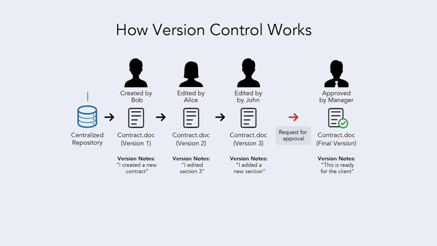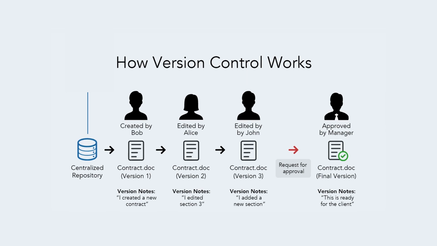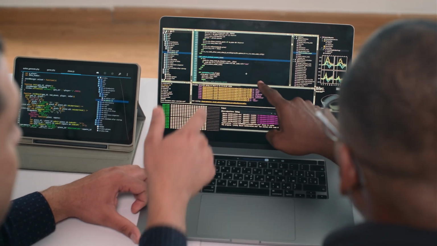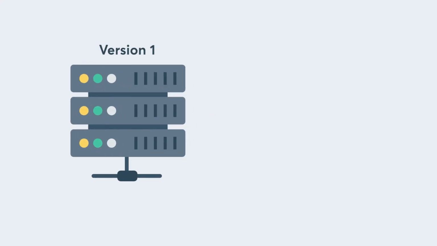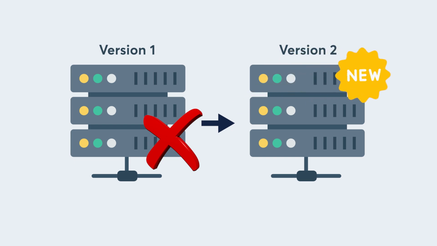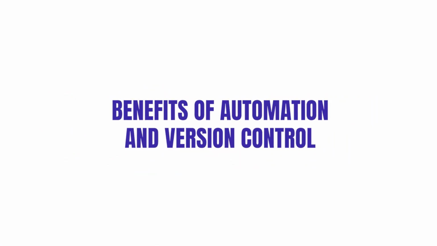But it doesn't stop there. Terraform also offers robust version control capabilities. You can track changes in your infrastructure configurations just like you would with software code. This means you have a historical record of every change, which can be critical for troubleshooting and ensuring the stability of your infrastructure.